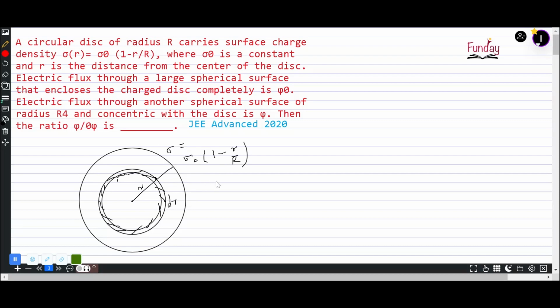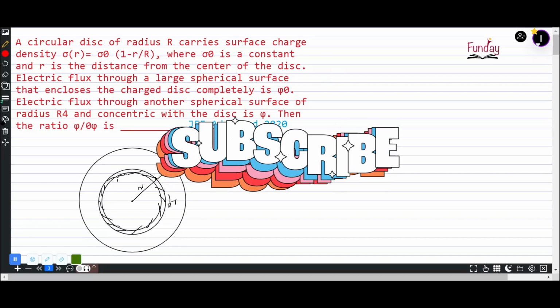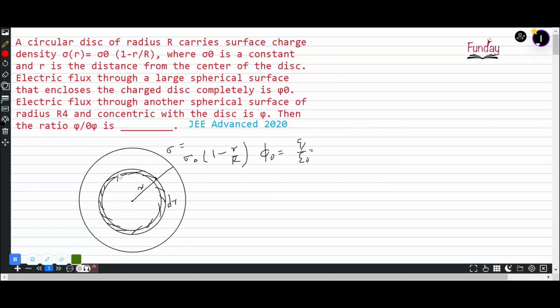Now what they are saying is once this circular disk is within a sphere which is enclosing this disk completely, then the electric flux is phi 0. Okay, so that means phi 0 is equal to q over epsilon 0. And what is the total charge content? Total charge content will be whatever is on the circular disk because radius is same. Radius R. This is R by 4 actually.